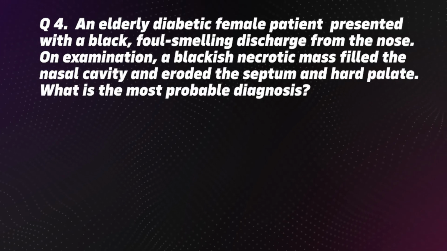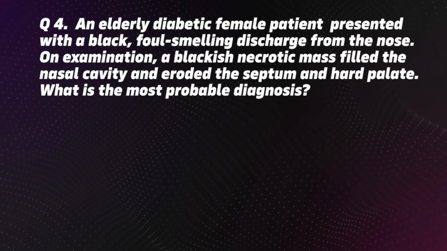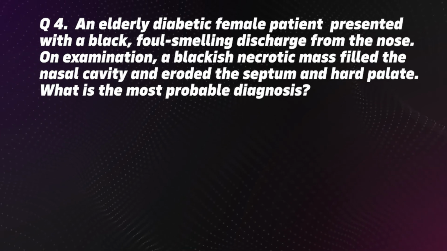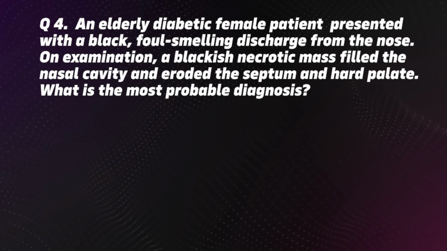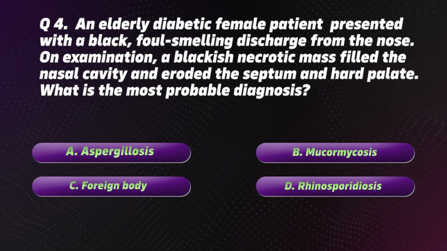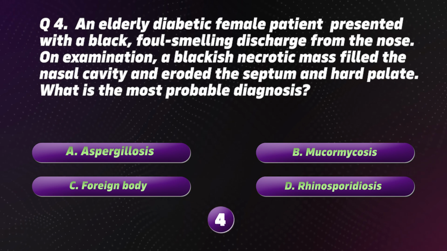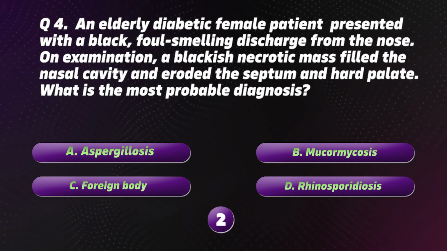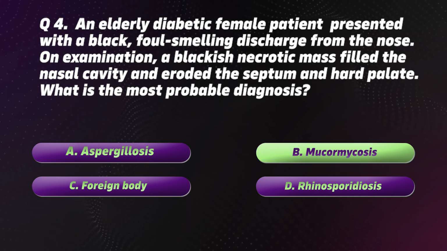Question 4. An elderly diabetic female patient presented with a black, foul-smelling discharge from the nose. On examination, a blackish necrotic mass filled the nasal cavity and eroded the septum and hard palate. What is the most probable diagnosis? Here are the options. A. Aspergillosis. B. Mucormycosis. C. Foreign body. D. Rhinosporidiosis. And the correct answer is option B, mucormycosis.